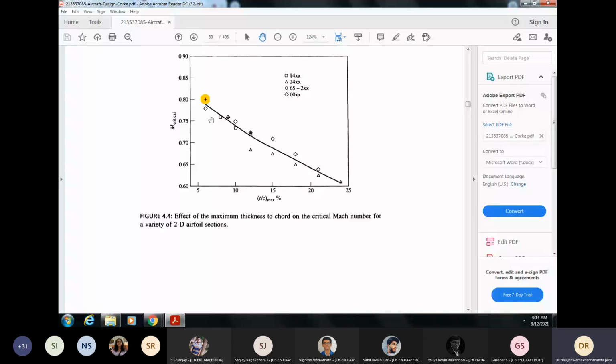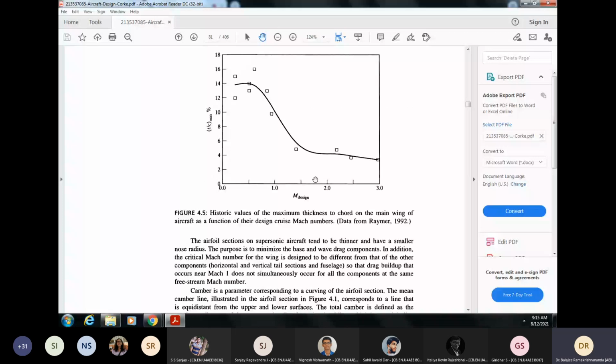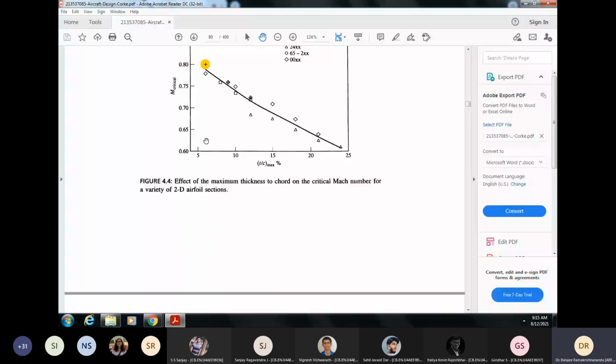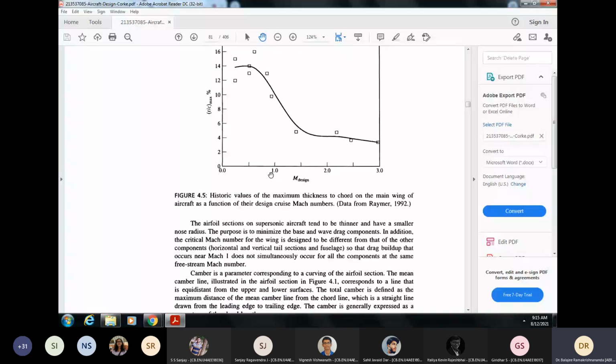Now, historically, these are historical graphs which give you design Mach number versus TVC max. You can actually choose this graph to make an estimate of the TVC max you need, or you can take it from reference aircraft. You do whatever you feel is correct for your design. There are several options here. You choose the option which is best for your design.